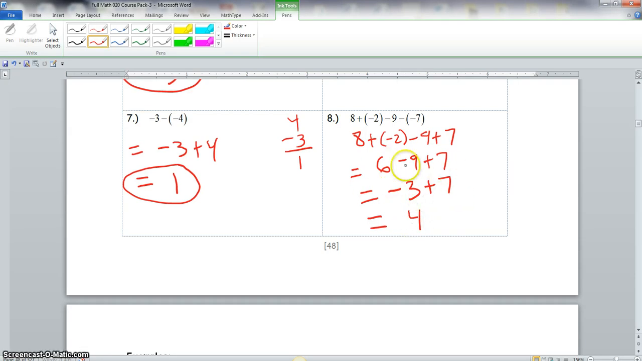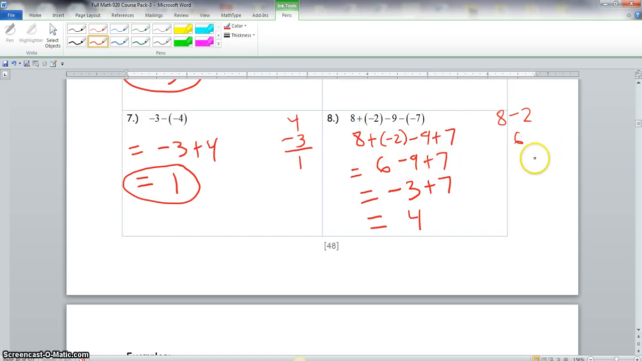Now for those of you that may have gotten a little confused, I'm going to go back through it just to show you where you may have gotten confused. When I did this minus a negative 7 and made it a plus 7, remember in your head this is really 8 plus a negative 2 plus a negative 9, and then this minus negative 7 will give you a plus 7. So that's why I went on and made this a plus 7. Now to get here to the 6, 8 plus a negative 2 is the same thing as saying 8 minus 2, which we know is 6. This is how we get our 6. And then minus 9 plus 7.